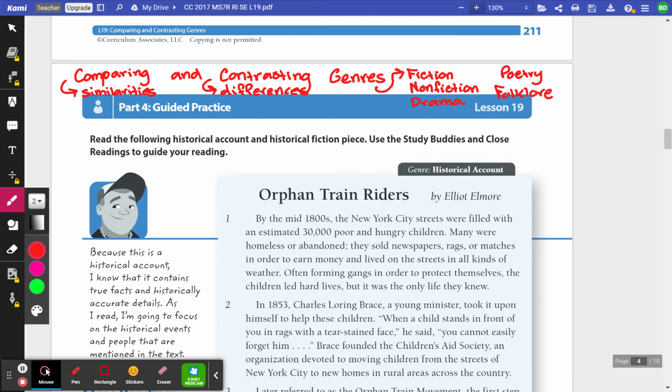So, as you know, we have 5 major genres in literature. We have fiction, nonfiction, drama, poetry, and folklore. Throughout the whole course of this year, we have talked about each of these genres at least once. But for lesson 19, we are mostly going to be focused on fiction and nonfiction.